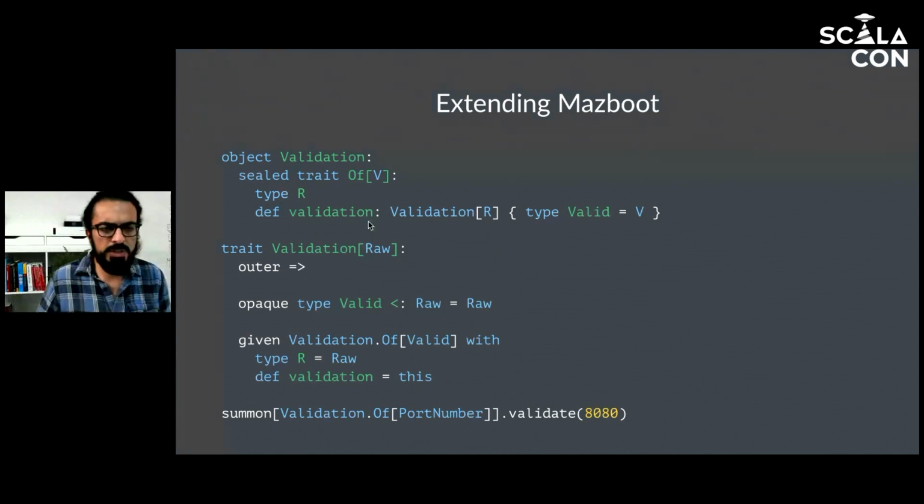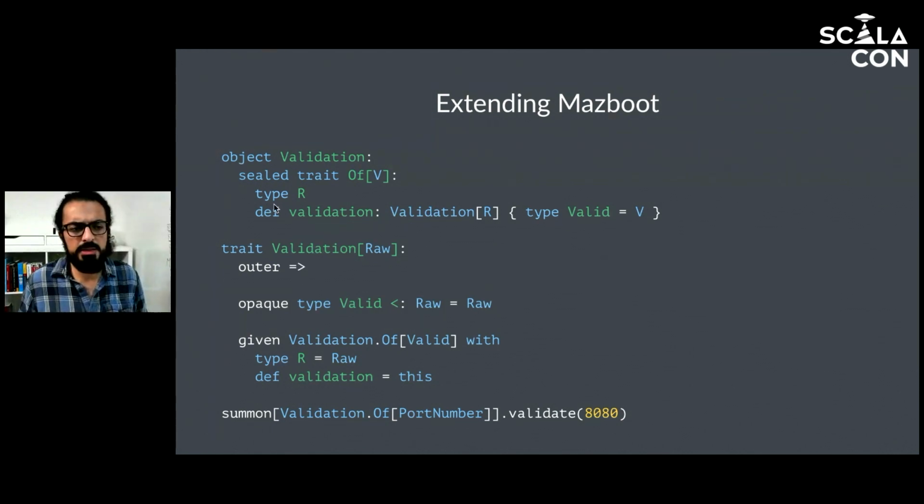The implementation looks something like this. Here's the type class, with a type alias and a reference to the validation. And this instance of the type class is automatically part of the validation trait. So any type in the library, or even types that you define yourself in your own code base, will have this instance defined, and you can just summon validation of and jump from the type to the validator automatically.